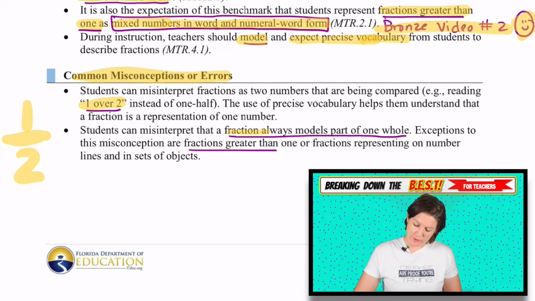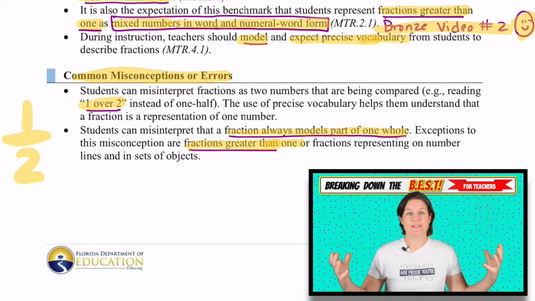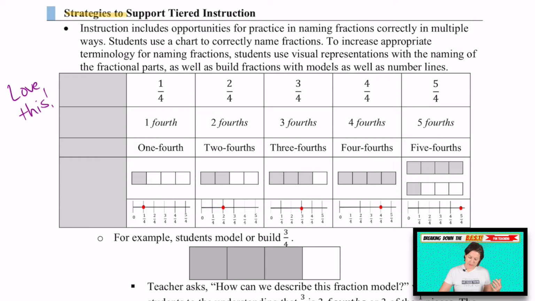And they might misinterpret that fractions always model part of 1 whole, but then we have fractions that are greater than 1, which takes some time for students to get acclimated to that idea of fractions that are greater than 1. Here, they have the strategies for support for tiered instruction, and I love this chart right here.